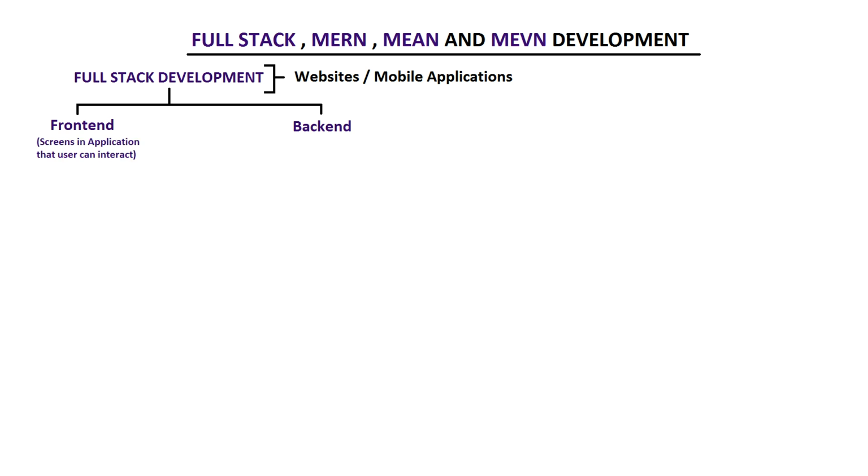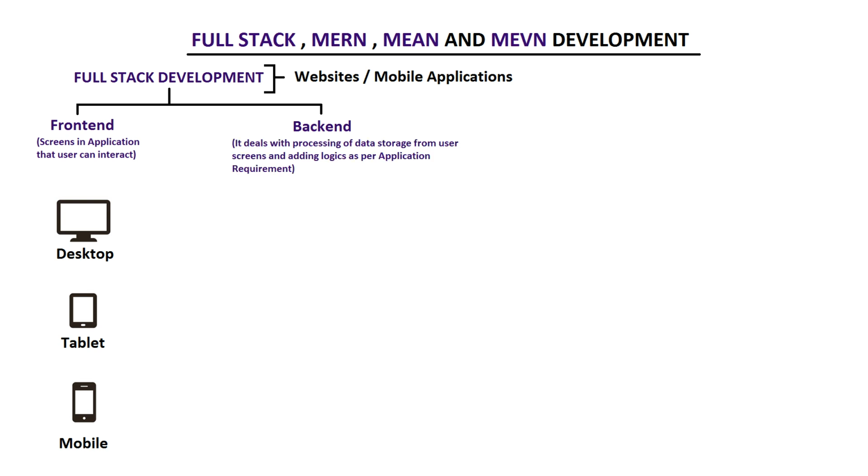The development of screens in an application that the user can interact with, that part of designing comes under front-end development. Just like web pages in a website, app screens in a mobile app are developed using front-end technologies. Coming to back-end, it deals with processing of data storage from user screens, and adding logic as per application requirements. It consists of two parts, one is web service, and the other is database. Web service acts as a bridge between the user screens and database to communicate with each other.